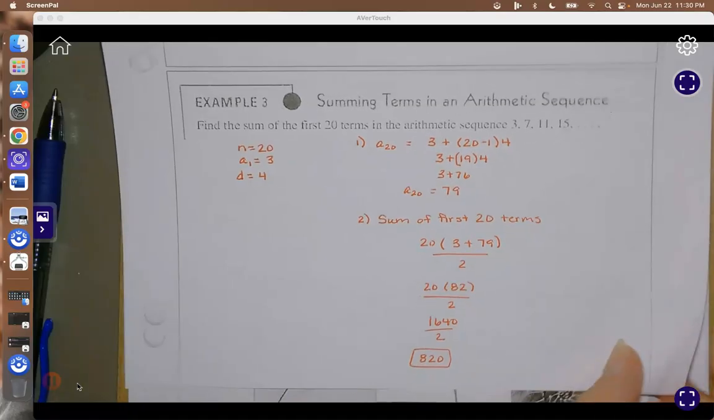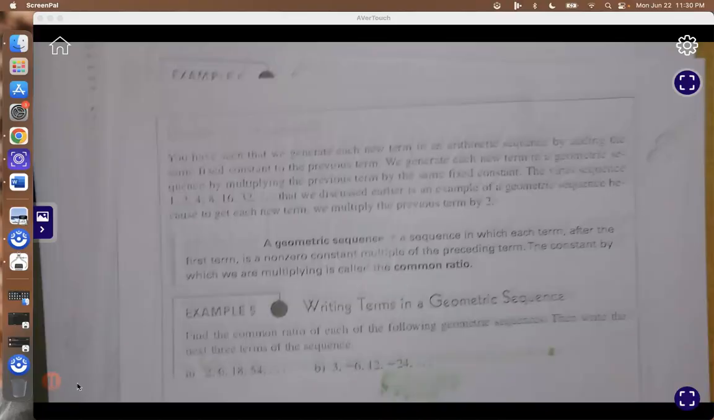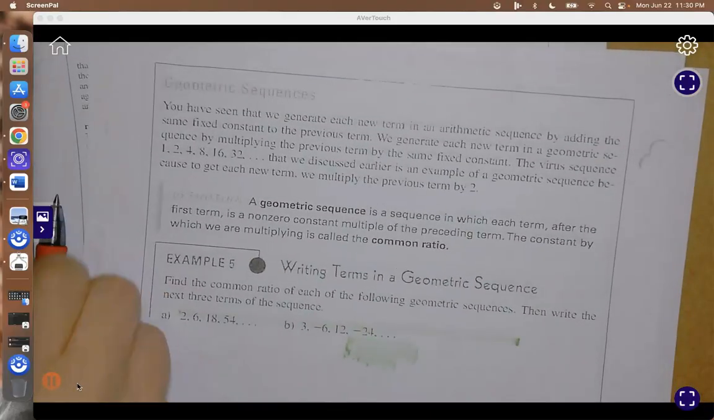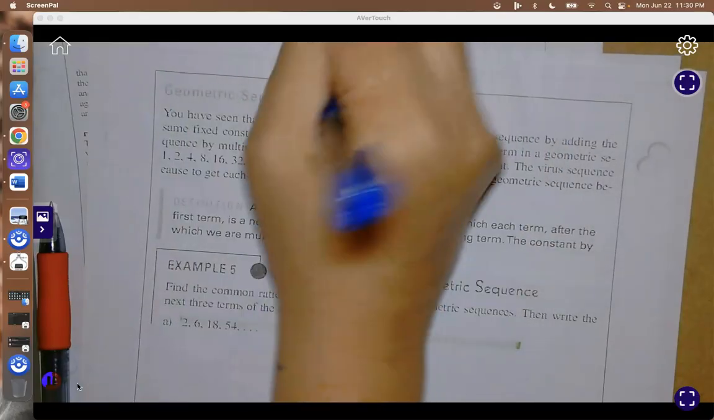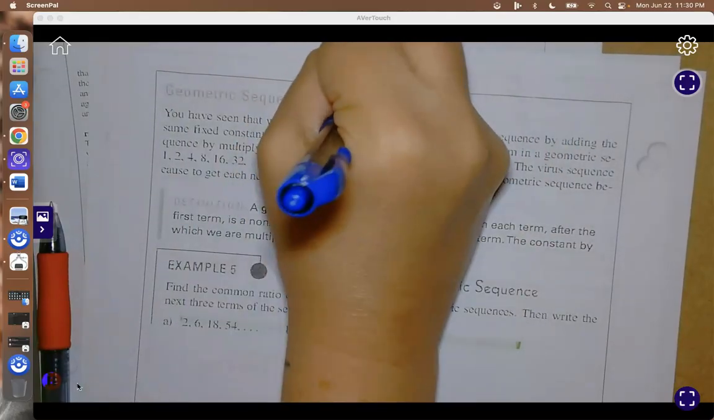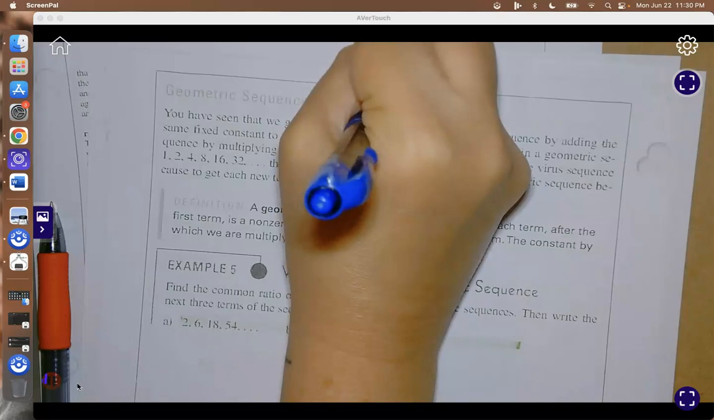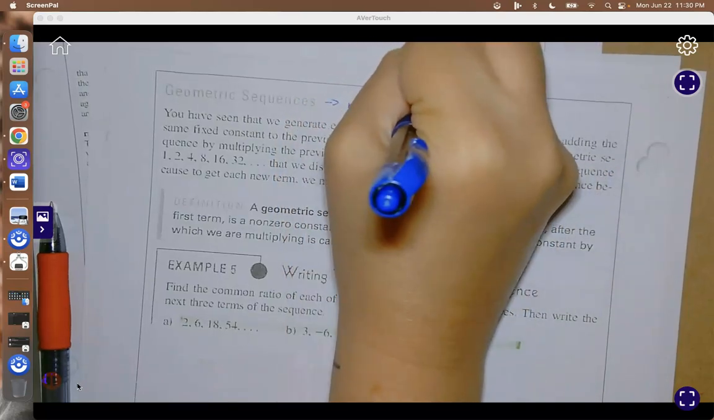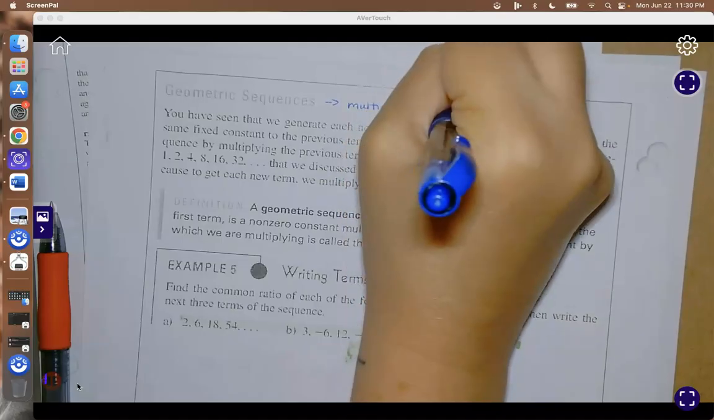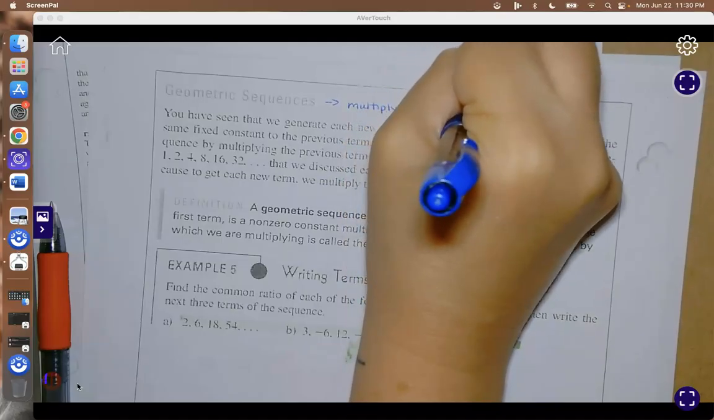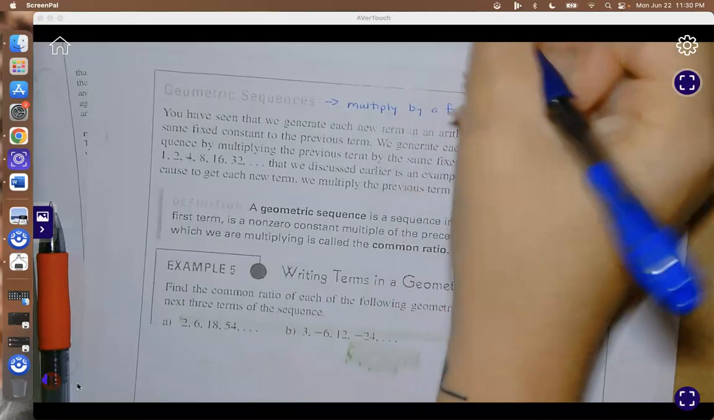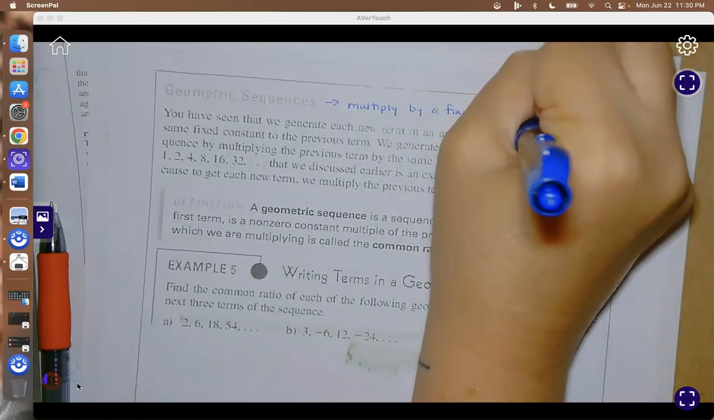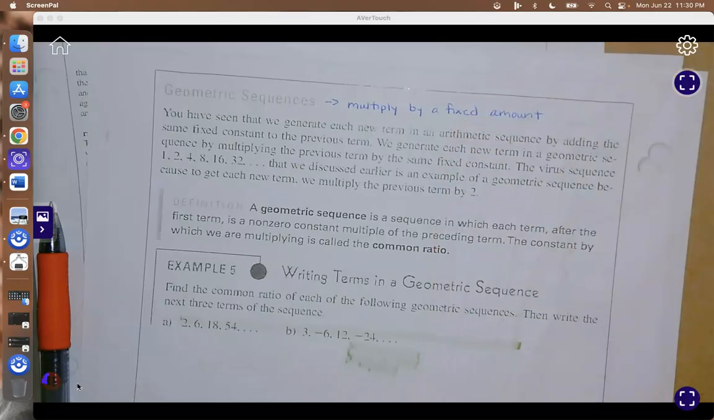Alright, and so that's everything for arithmetic. So let's do geometric. Alright, so geometric, you're going to multiply instead of add by a fixed amount. And if you're dividing, you're just going to turn that into a fraction. So if you're dividing by 3, you're multiplying by 1/3. If you're dividing by 2, you multiply by 1/2.